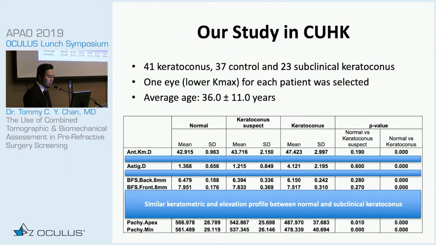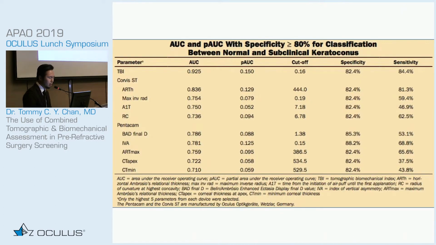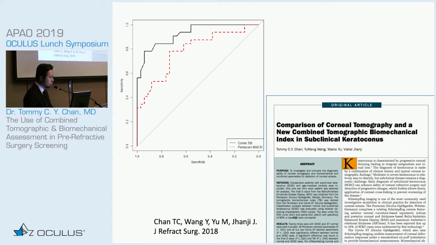In CUHK, we also performed some analysis, and we have 41 keratoconus cases, 37 controls, and 23 subclinical keratoconus. You can see those patients are quite comparable apart from the corneal thickness, especially for the comparison between the normal and keratoconus suspect. We find an AUC of around 0.925 for the TBI, and for the Pentacam BAD it's only around 0.79. This is the graphical representation. You can see the TBI is significantly better than the BAD in differentiating subclinical keratoconus from normal eyes.